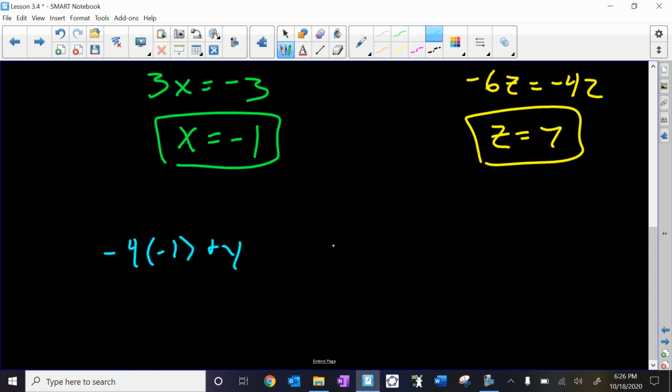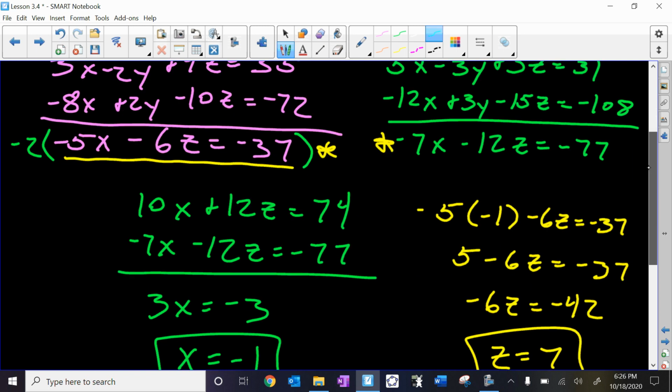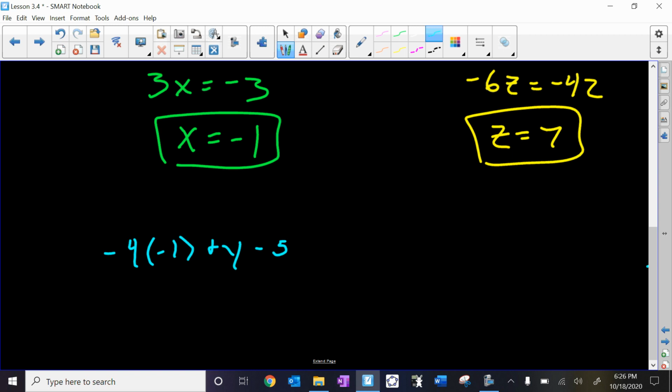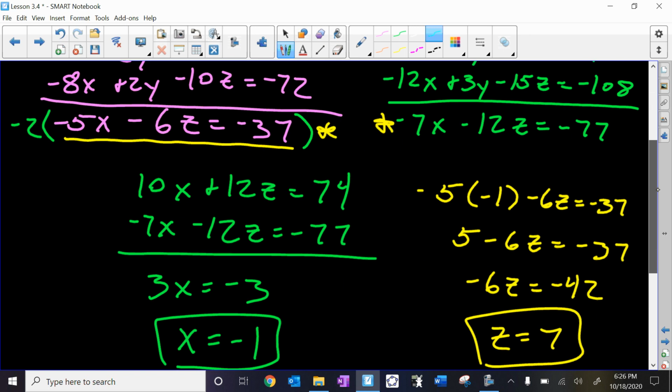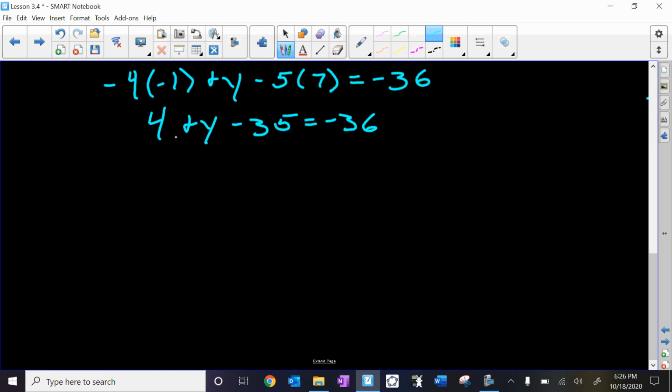plus y. Scroll back up to see what my equation looks like again. Minus 5 times 7 is going to equal negative 36. So we get 4 plus y minus 35 equals negative 36. 4 and a negative 35 is going to get us a negative 31. We're going to add that over, and it will get us negative 5.